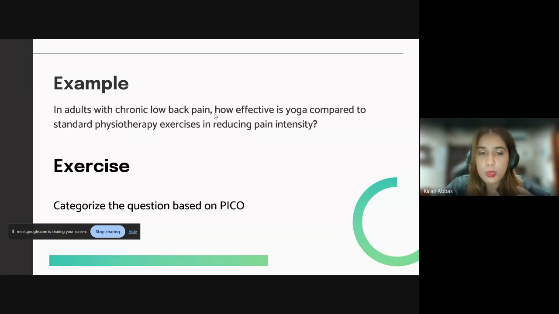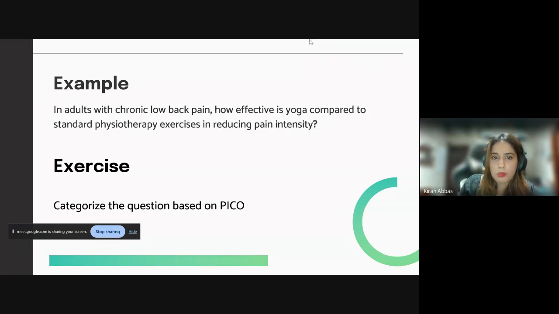So that's exactly what it is. You guys did wonderfully. PICO criteria means that you have to define the population. And the population is not just adults, it's adults with chronic low back pain. And when you talk about the intervention, it's yoga. The intervention that you're trying to see is yoga, whether it's effective or not. And the comparator would be the standard physiotherapy exercises. And the outcome would be the pain intensity. That's what you're trying to see, whether there's any change in pain intensity when you compare yoga with standard physiotherapy.